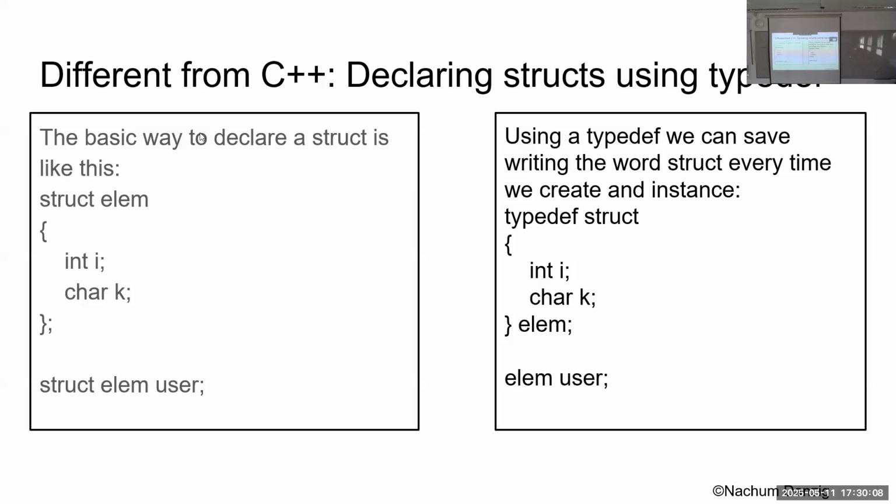The basic way to declare a struct is like this: struct element, int i, char k, and then close braces and semicolon. Now, if you wanted to make an item of the type element, you have to write struct element user. In other words, it's not enough to write element user. You have to write the word struct every time.